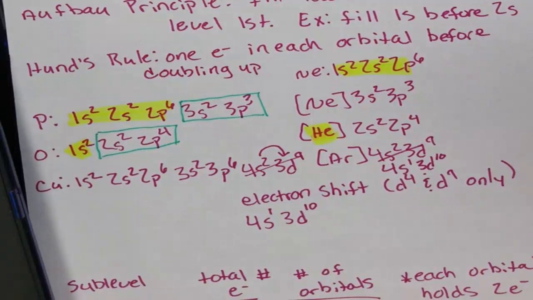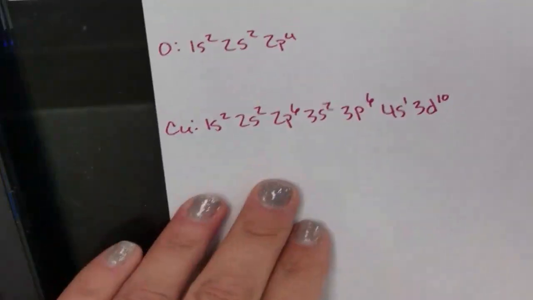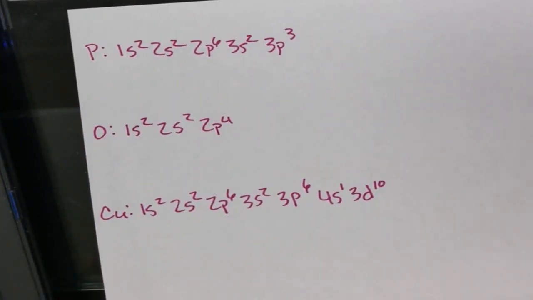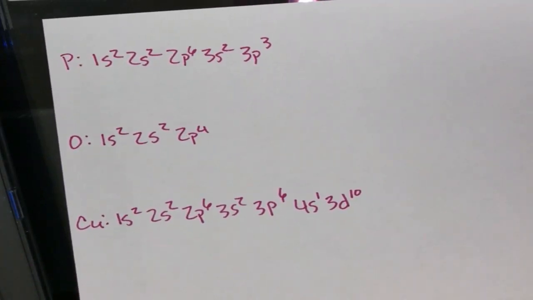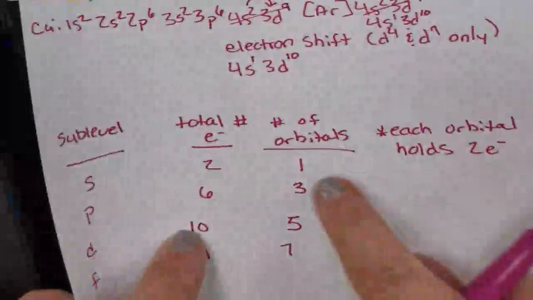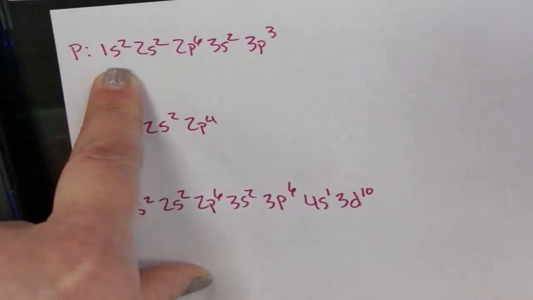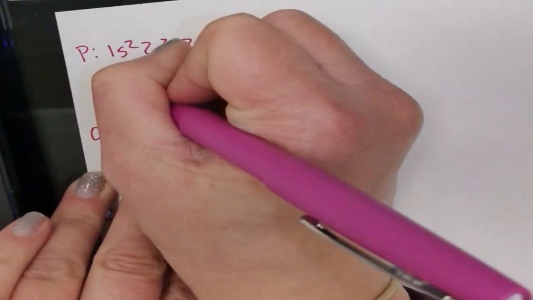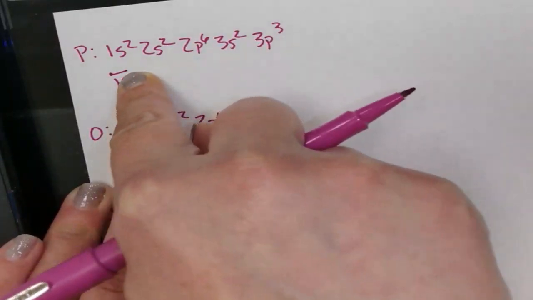All right. So what I've done is I've rewrote our electron configurations for phosphorus, oxygen, and copper. And we're going to draw the orbital diagram for these. Now, we've already learned that each orbital can hold 2 electrons. So what we're going to do here is the S sublevel has 1 orbital. So we're going to just draw that orbital and label it, or that S sublevel with the orbital.